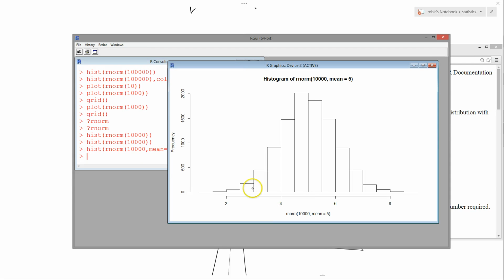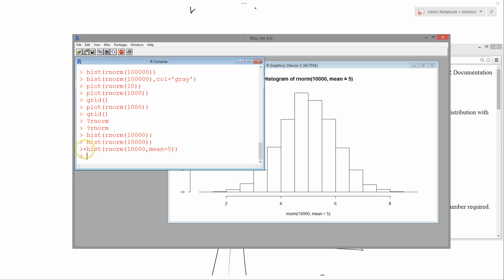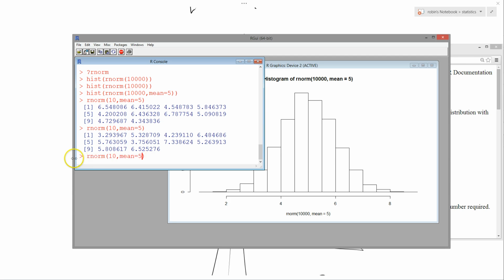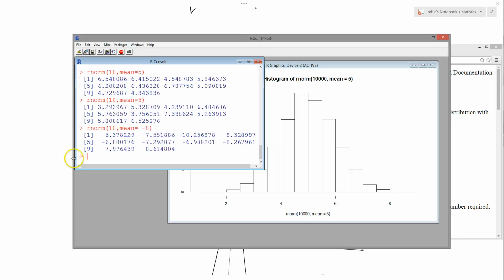And if we look at this now, instead of clustered around 0, they're clustered around 5. You see, some are above and some are below 5, which is the central value. And in fact, if I go rnorm, let's just say 10, mean equals 5, we'll see, look, it's 6 point something, 6.4, 0.5. They're clustered around the mean value of 5, which is what you'd expect, really. Doesn't need to be positive. I can say mean equals minus, in fact, let's make it minus 8. Here we go, and now we've got minus 6, minus 7, minus 10, minus 8. They're clustered around the mean value of minus 8.